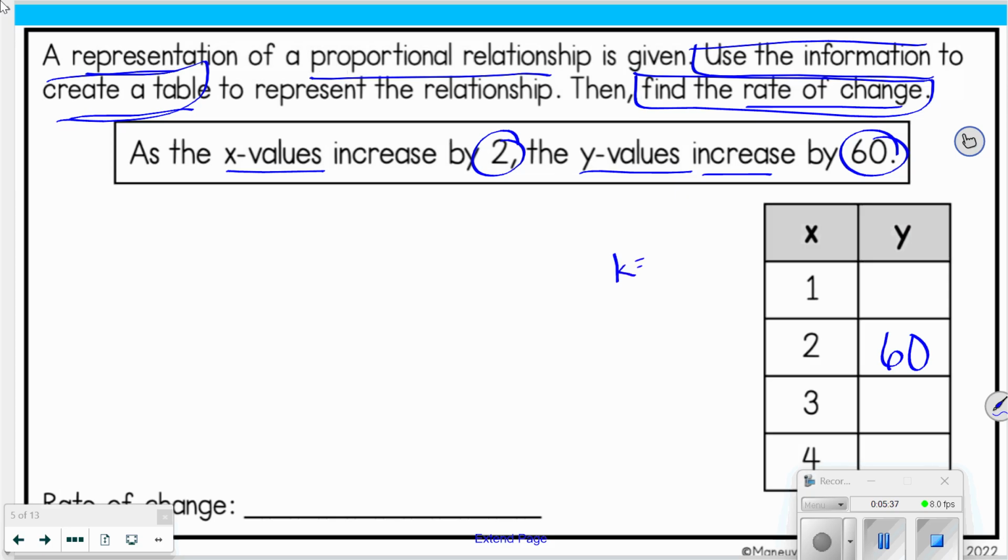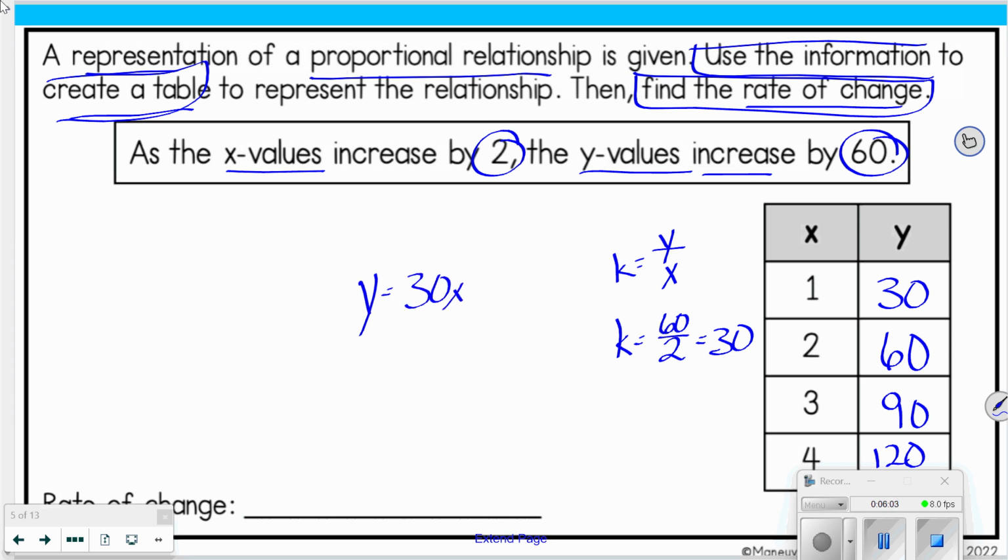Remember that my constant is the y over the x. So now that they've told me that k is 60, the y value divided by 2 equals 30. So that means that 1 is going to be 30. I can now again use my relationship. So that's going to be 90 and 120. We could have written the equation if we wanted to: y equals 30x. They didn't ask for that, so you didn't have to put that. But we do know that our rate of change is 30.